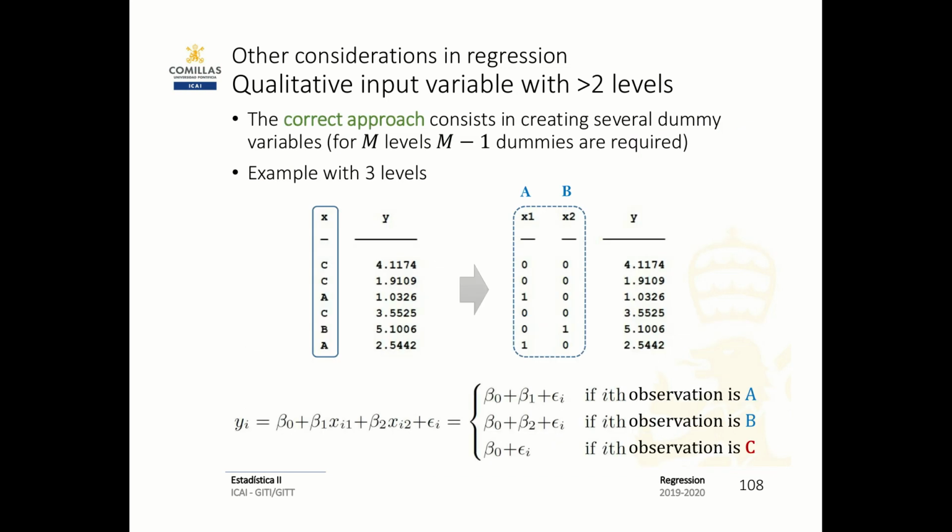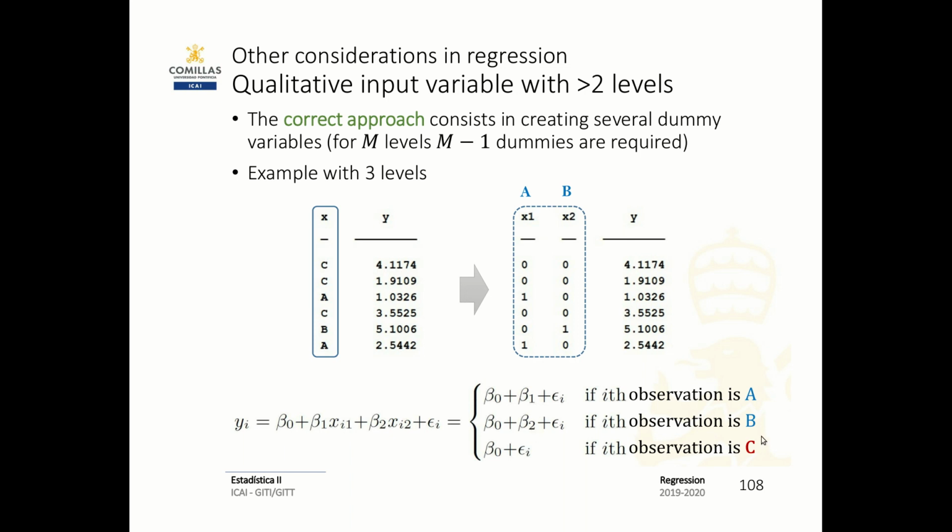So the right way when you have m levels for a categorical variable is to create m-1 dummy variables that take the values 0 or 1. So let's say that we have ABC. So we will encode A as 1, 0, B as 0, 1, and C as 0, 0. So now with these new two variables, we have this regression model that is beta 0 plus beta 1 x1 plus beta 2 x2.